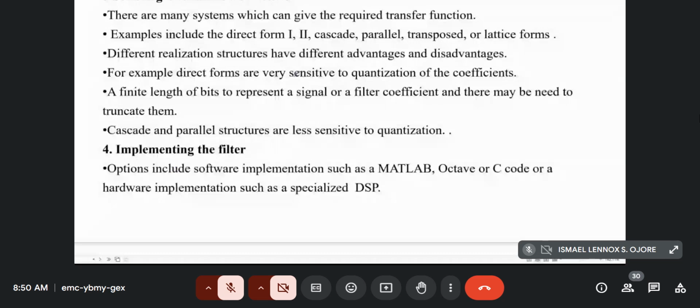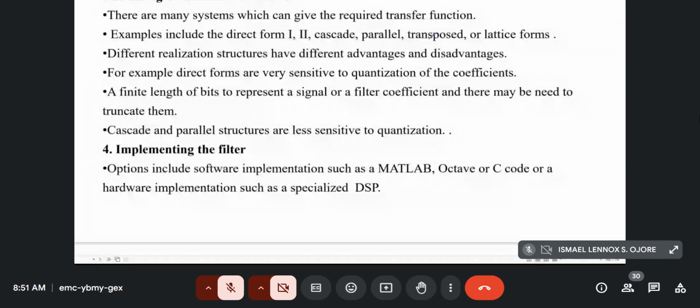You can also have structures like cascade. Cascade is not mainly an issue of having less, but it's an issue of, instead of having a 4-order filter, you can cascade two 2-order filters. So that will give you a cascade form. Cascade structure.